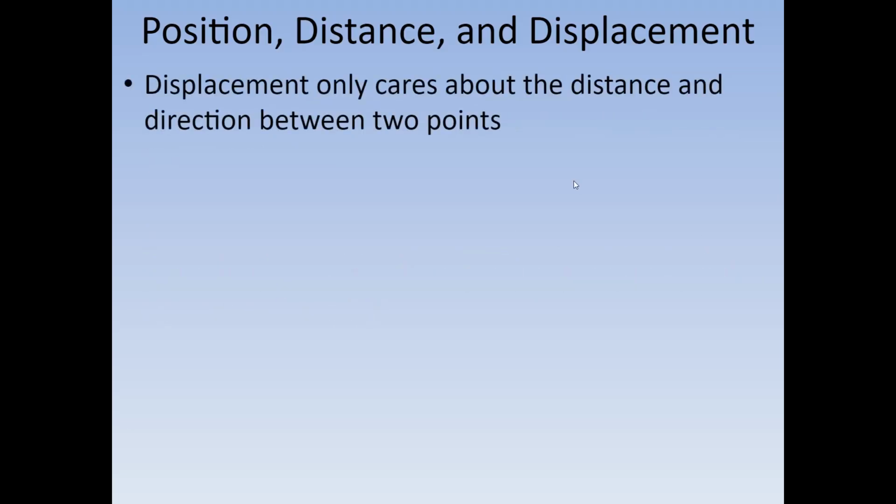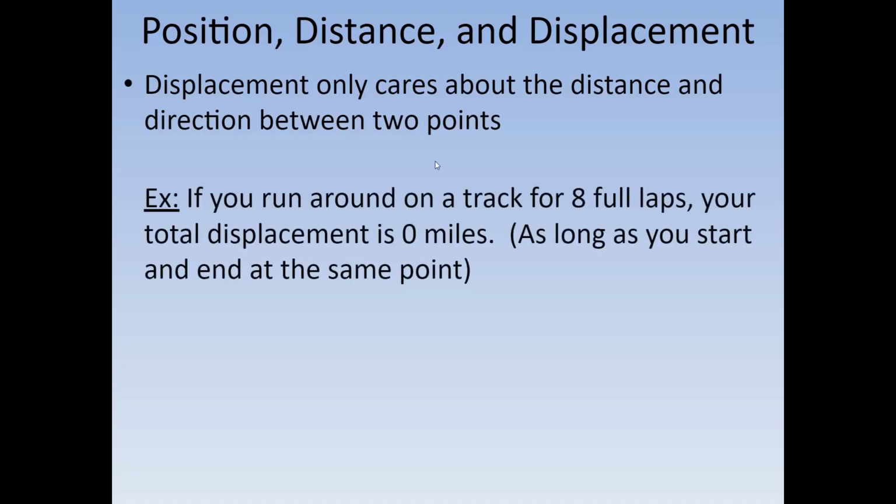Displacement, on the other hand, actually does care about that. Basically, like I said before, it's the distance between where you start and where you end, those two positions. So if we go back to the track question, going around in a circle 8 times, our total displacement would actually be 0 this time because we're starting and ending at the same position, and the distance between those 2 points is 0. It doesn't matter that I went around in a circle and that I actually did move. What matters is where I start and where I end.